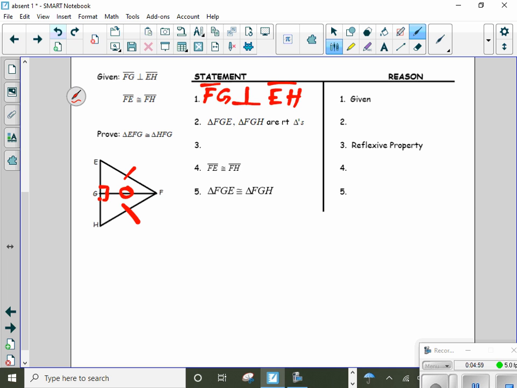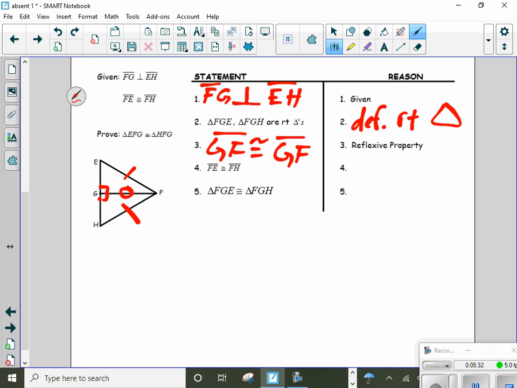We have lines that make a perpendicular line. The second part, we can now say that they're right triangles, because that's the definition of a right triangle. When we have a perpendicular line or a 90-degree angle, that almost always comes up in every HL proof. We have to say these are right triangles by the definition of a right triangle. Now, by the reflexive property, the center segment is congruent to itself, so GF is congruent to GF. FE and FH are congruent because that was given to us. And then finally, these two triangles are congruent by HL.